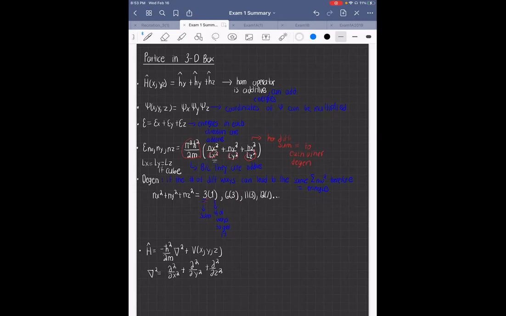where Lx, Ly, and Lz are the lengths of the box, and nx, ny, and nz are the quantum numbers for each of the dimensions. Does that make sense to everyone?